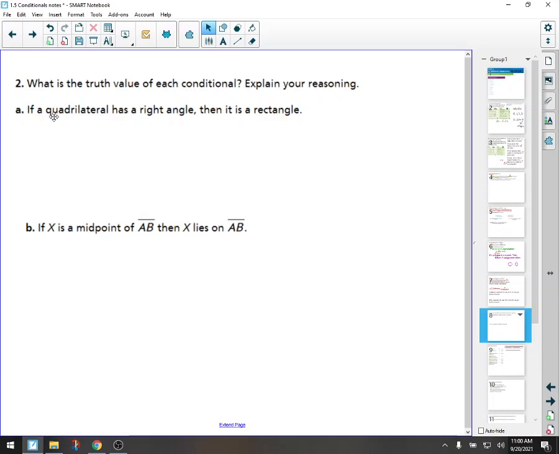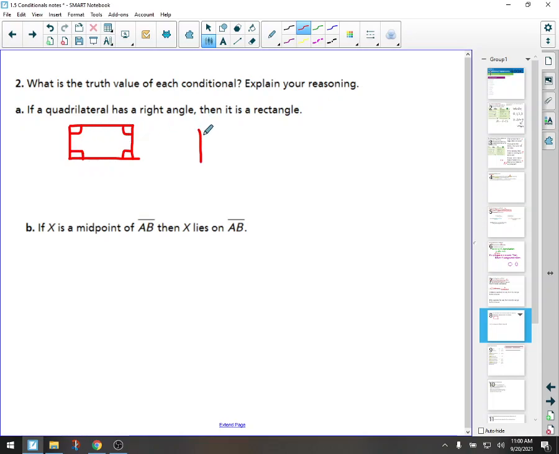If a quadrilateral has a right angle, then it is a rectangle. So think about this for a minute. I'm just gonna give it away in 3, 2, 1. All right, let's see. Let's draw any random quadrilateral we want. I'm drawing this one. It's got a right angle there. It looks like a rectangle to me. Oh, it has 4 right angles.